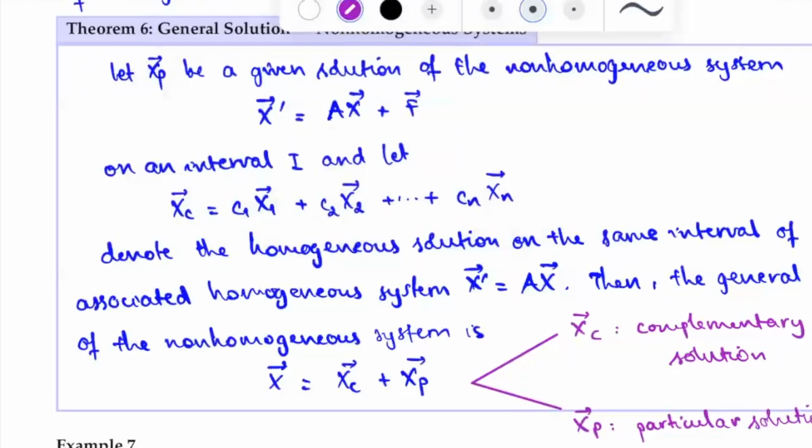Again, as you can see, it's very similar to what we had before when we talked about differential equations. For the non-homogeneous differential equation, you have the homogeneous solutions and the particular solutions, and you add them together to get the general solutions. When we move on to the non-homogeneous system, it's the same thing. You need to find the homogeneous solutions for the corresponding homogeneous system, and then the particular solutions. Then you add them together, and you get the general solutions for the non-homogeneous system.